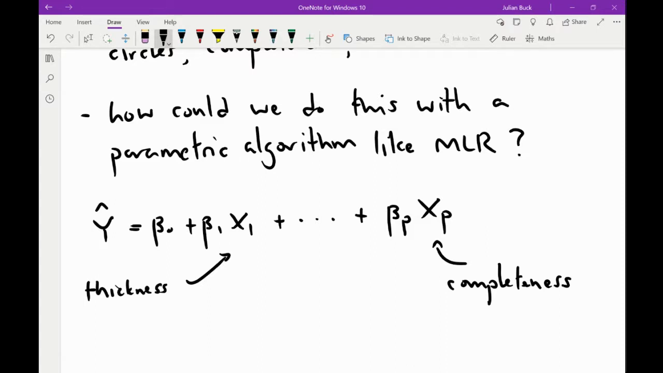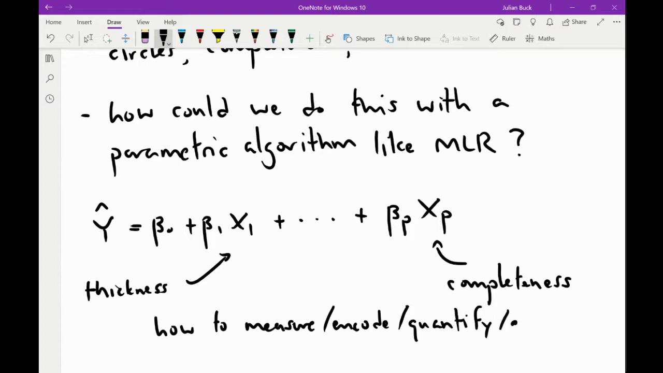All right, but then if it's going to be a variable in the regression, we need some way to measure it or quantify it. So how to measure, or encode if it's a categorical variable, quantify, etc. So we need to tell it beforehand, if we're going to have a parametric algorithm like this, how to work with the different features of it. Okay.